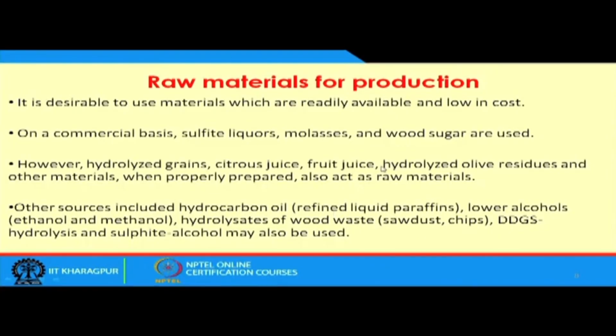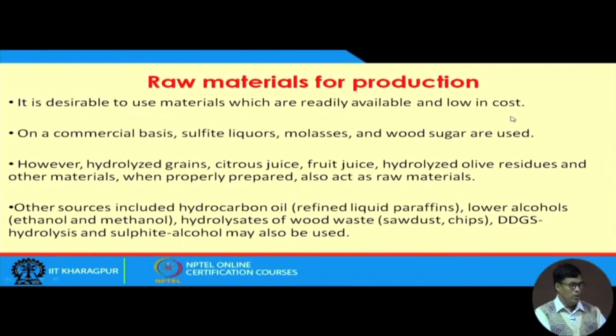Now, for the raw materials for production, it is desirable to use raw materials that are readily available but low in cost. Since we are using this as a fodder yeast, the raw materials should be low in cost, otherwise the cost of production will be very high. On a commercial basis, sulphite liquor, molasses and wood sugar are used. However, hydrolyzed grain, citrus fruit or fruit juice, hydrolyzed olive residue and other materials, when properly prepared, also act as raw materials. So, these are the different materials that can be considered for the production of fodder yeast.